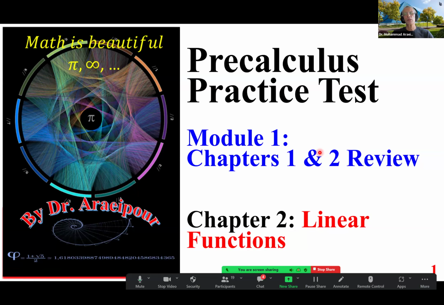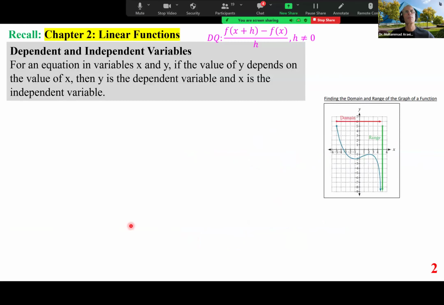Good afternoon, class. We are looking at Module 1, covering chapters 1 and 2 of the pre-calculus practice test. Here's chapter 2, linear functions. Dependent and independent variables for an equation in variables x and y.